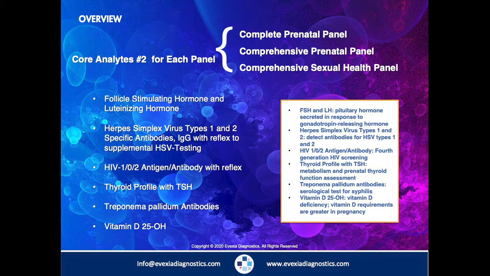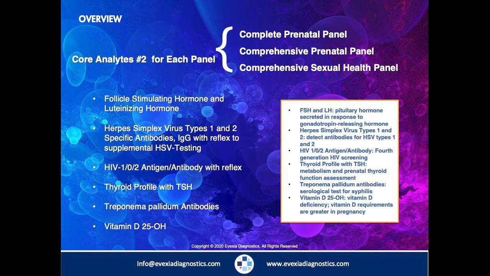So as you know, follicle-stimulating hormone and luteinizing hormone are produced by the pituitary gland, and they're useful in distinguishing primary gonadal failure from secondary gonadal failure. Now, in case you're not familiar, secondary gonadal failure means that there's a problem with the hypothalamus and/or pituitary.